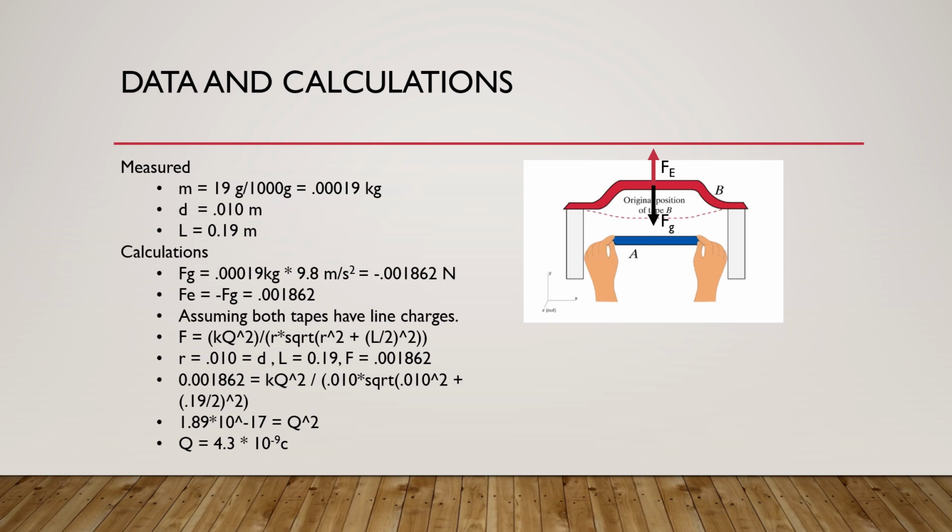So we're going to take the force of gravity down from the top piece of the tape. We're able to find that it's negative 0.001862 newtons. We know that the force of electricity up has to equal that in order to be in equilibrium. So we say the force of the electric field is 0.001862. And we assume that both the tapes have like charges, similar to the assumption we made last time.